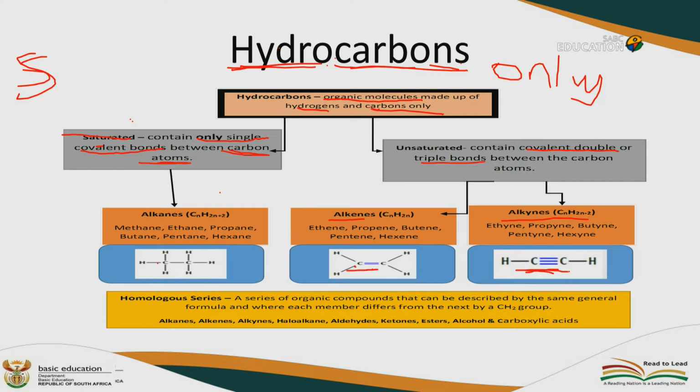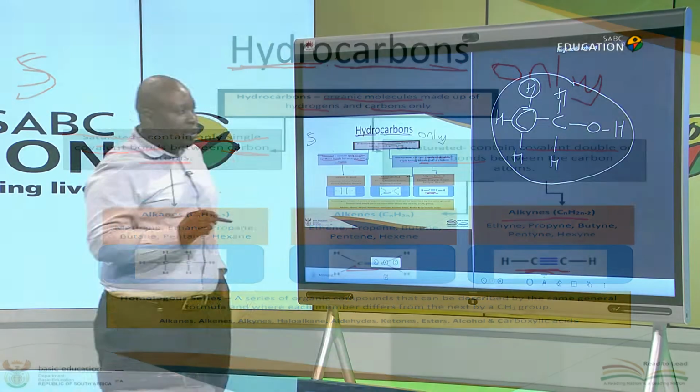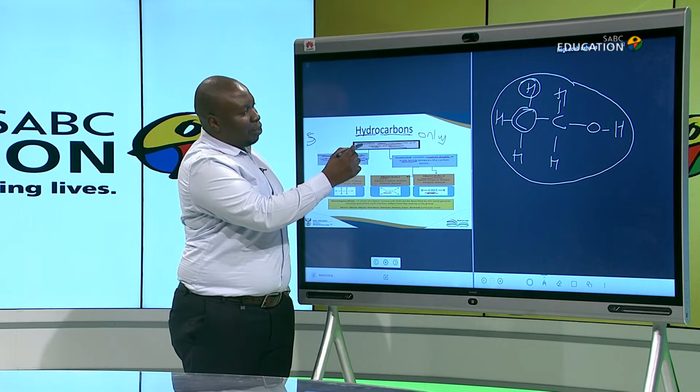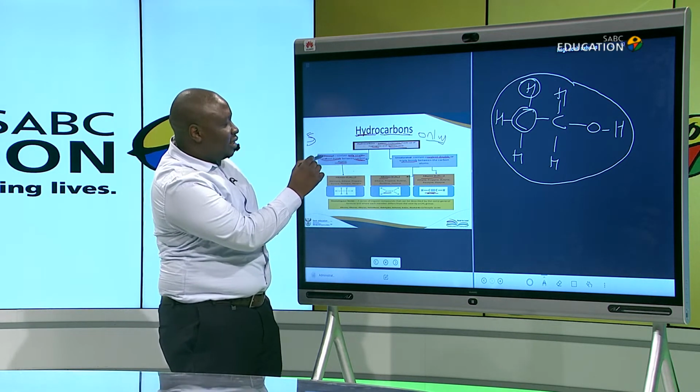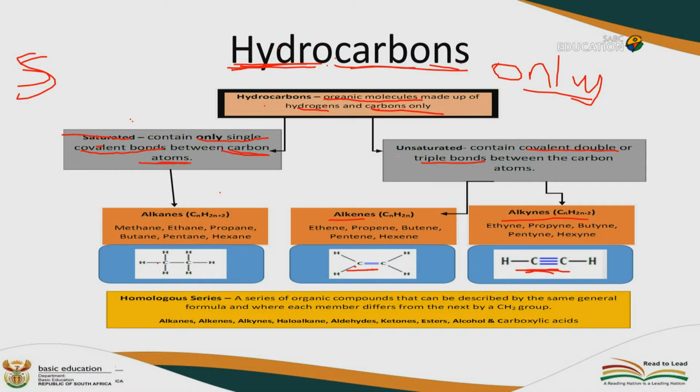Remember, we've done homologous series, hydrocarbons, saturated hydrocarbons, unsaturated hydrocarbons, and we defined organic molecules as we started. So it's important for you to understand that hydrocarbons are made up of hydrogens and carbons only. They are either saturated or unsaturated. Saturated contain only single covalent bonds between carbon atoms, whereas unsaturated contain covalent double or triple bonds. As you have seen, alkenes have double bonds, alkynes have triple bonds.